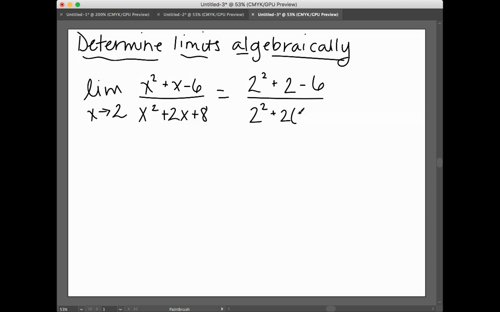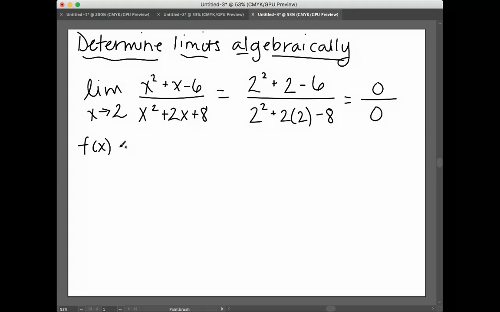Remember, the limit's kind of like its potential value. Sometimes its potential value is its value. It's easy to find. Things are great. In this case, 2 squared is 4. 4 plus 2 is 6. 6 minus 6 is 0. 2 squared is 4. 4 plus 4 is 8. 8 minus 8 is 0. So it turns out that the function, let's just say this was the function f of x, is undefined when x is 2.